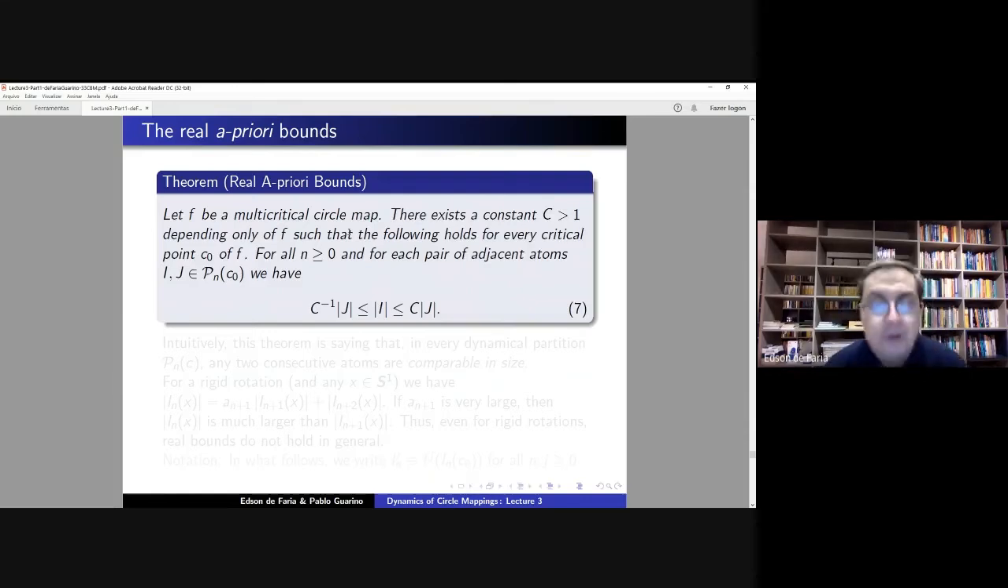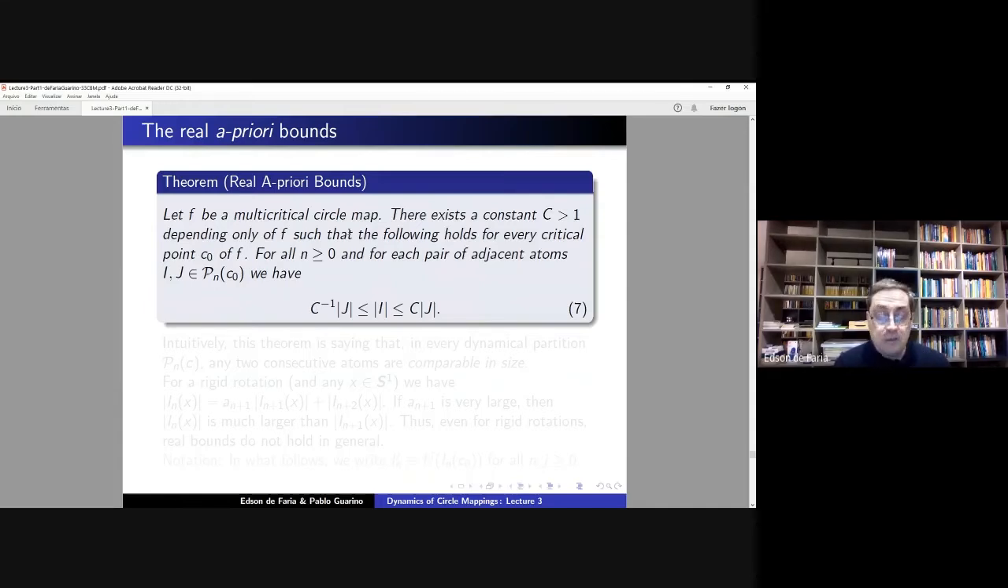So what are the real a priori bounds? The real a priori bounds theorem is a statement that these partitions have bounded geometry. What does that mean? This means that if you look at every level, at the partition Pn, any two consecutive atoms of this partition are comparable. So there's some constant C, that depends only on the map, such that the ratio of two consecutive atoms of this partition is bounded above and below by C and 1 over C.